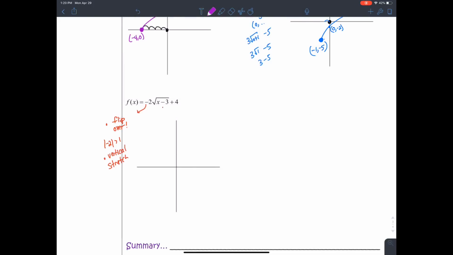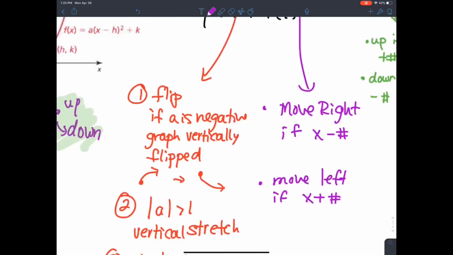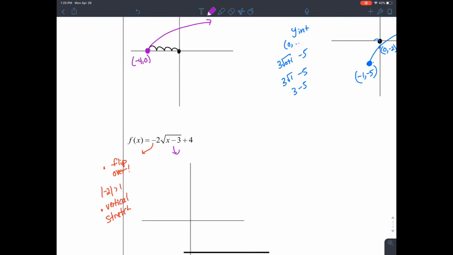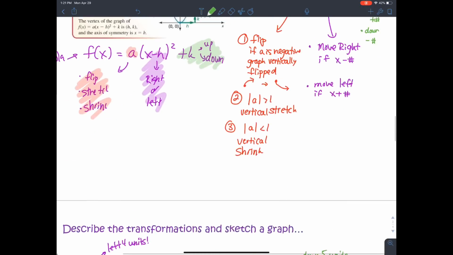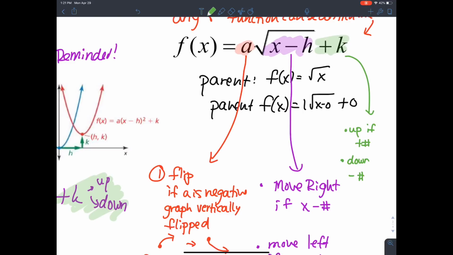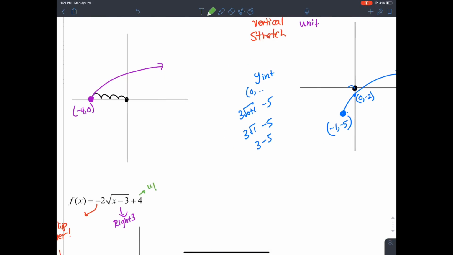The number under the square root is a minus. So if it's under the square root with a minus, it actually moves to the right. So that's going to tell us to move our graph to the right 3 units. And the number at the end is a plus. So plus, as we wrote down before, if it's a plus at the end, it's actually going to move the graph up that many units. So this is going to move up 4 units.